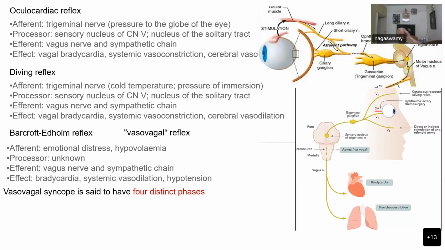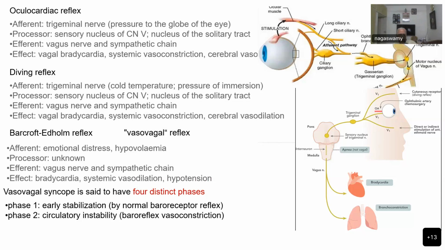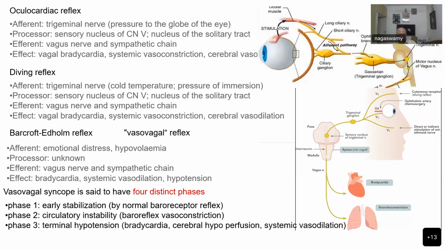So vasovagal syndrome is said to have four distinct phases. It is a very transient reflex. So the majority of the time it may look alarming, but the majority of the patients recover. So they have found four distinct phases in that. One is early stabilization by normal baroreceptor reflex. Second is circulatory instability where baroreceptor vasoconstriction has happened. And three is terminal hypotension, bradycardia, cerebral hypotension, and systemic vasodilatation. And the fourth phase is the severe phase. The patient automatically recovers from it.